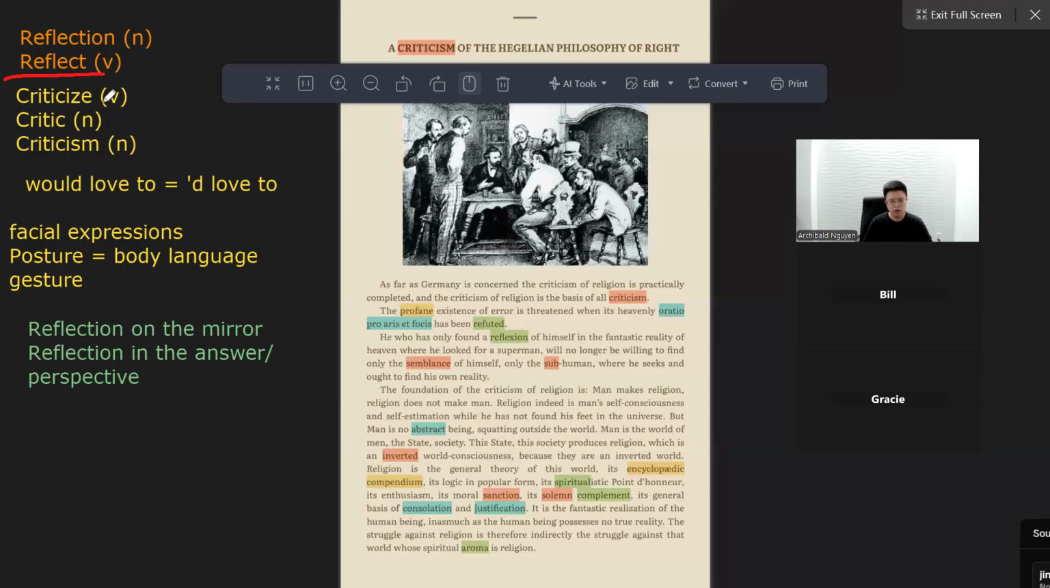Rồi bây giờ mình làm sao dùng từ reflect đây. I reflect myself in this presentation.